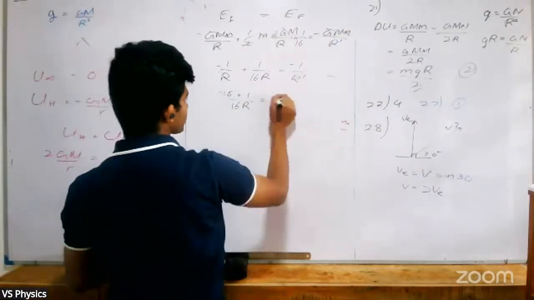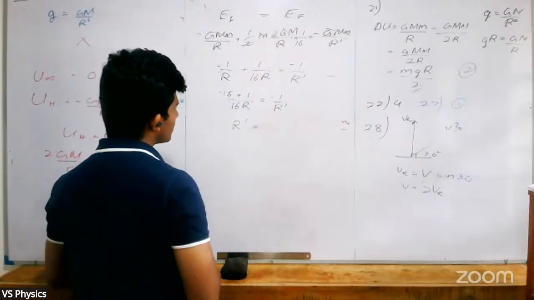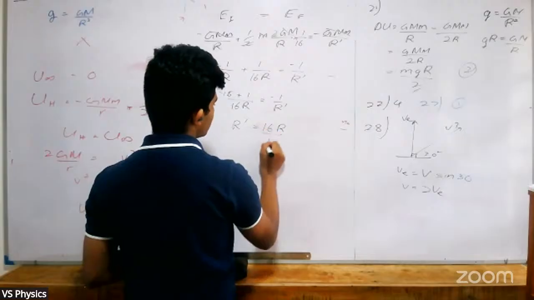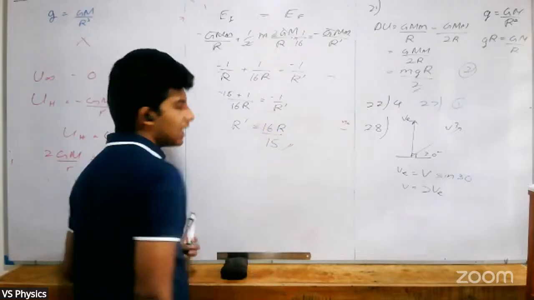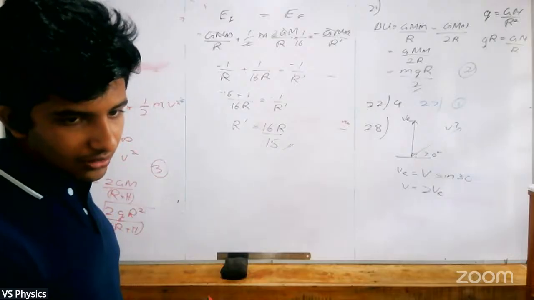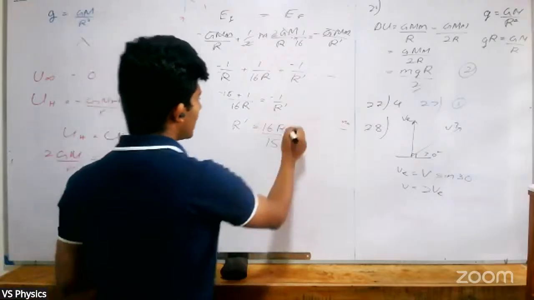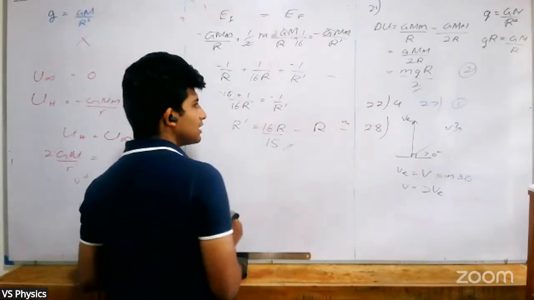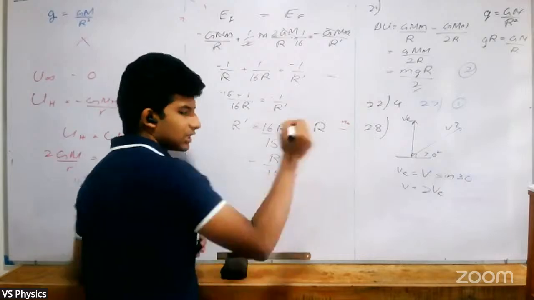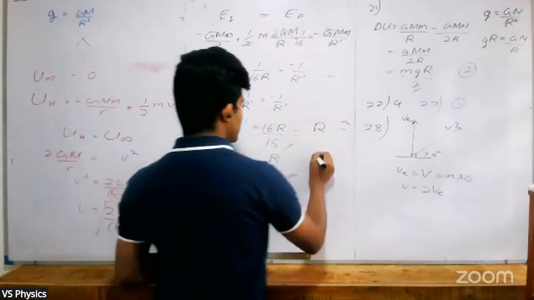So minus r dash is equal to 16r over 15. Is this the final answer? No, they are asking for the maximum height attained by the body from the surface of the earth. So we have to subtract one r, then we'll get r over 15. It will only go up to r over 15. So that is our fifth answer.